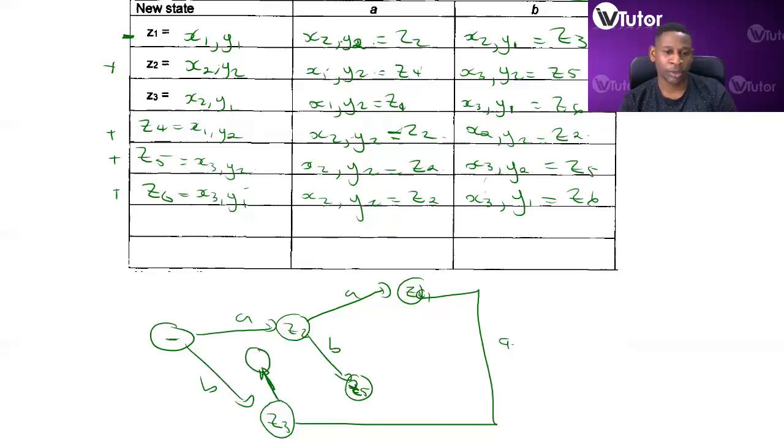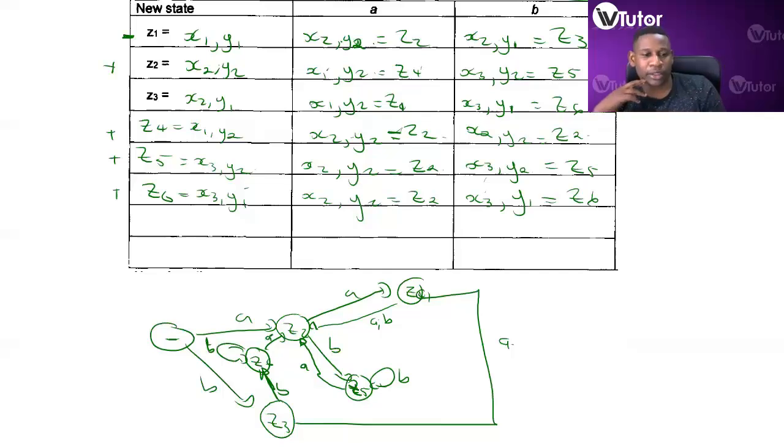So let's put it over here. And B goes to Z6. Z4 with an A, you go to Z2. With a B, from Z4 with a B, you go to Z2. Z5 with an A, you go to Z2. And with a B, you stay over here. Z6 with an A, you go to Z2. With a B, you stay in Z6.